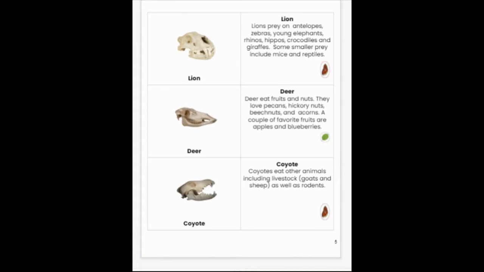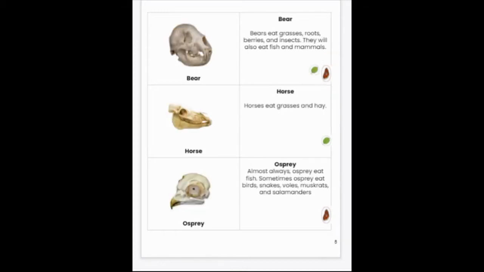If there's a picture of meat, what do you think they ate? Right, they're meat eaters or carnivores. And if there's a picture of a leaf, what do you think they ate? Right, more plant life. And then down here on page 6, you'll even see that there are some that are coded with both. They're omnivores. They ate both meat and plants.